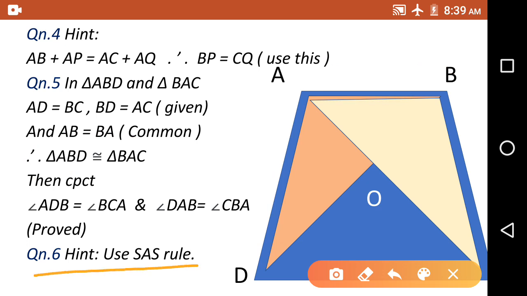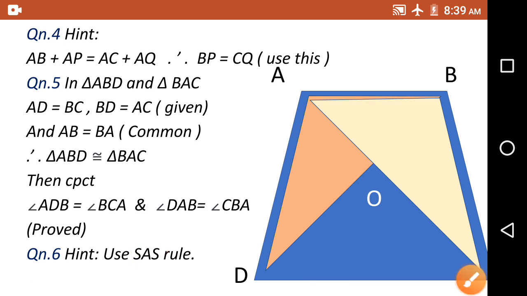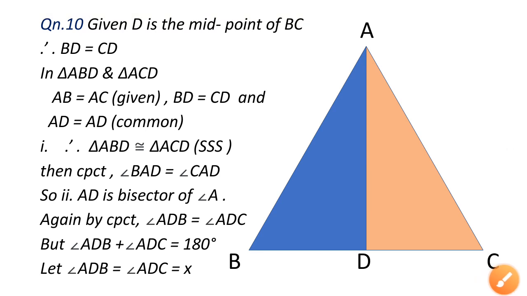Now see question number 6. Only a hint is given. Whatever the given conditions in the question, you can use the SAS criteria. That means two sides and one angle are given equal for the two triangles that you have to prove congruent. So you can proceed to solve question number 6 on your own. Now see question number 10. I have skipped questions 7, 8, 9, only because hints are given and you should try to solve those on your own.